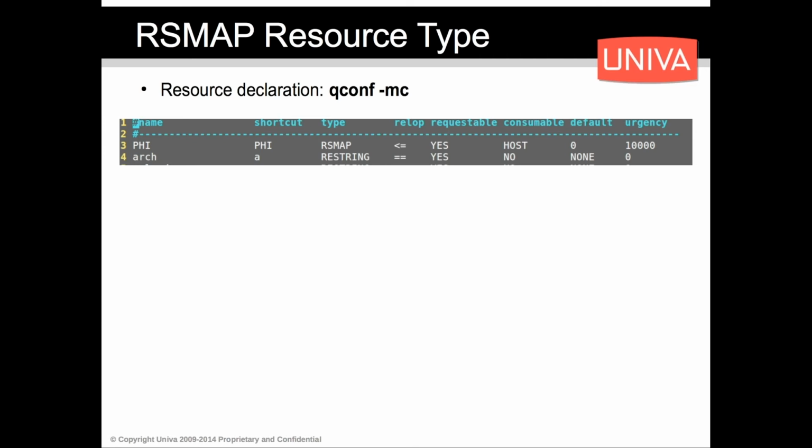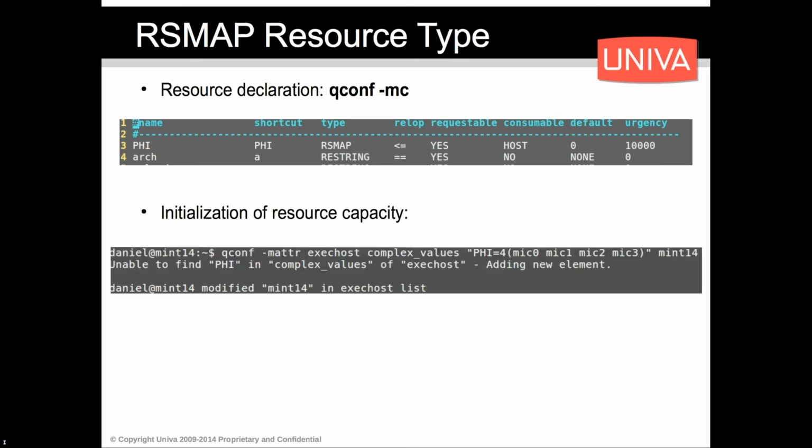It must be requestable, and here now you have a new consumable type, a host consumable type, which is currently only implemented for the resource map resource type. Since our Intel Xeon Phis are more expensive, we're adding a higher resource urgency so that jobs requesting this complex are on the top of the pending job list.